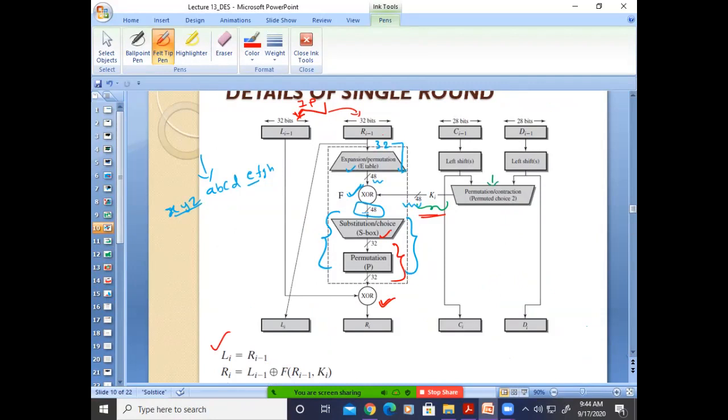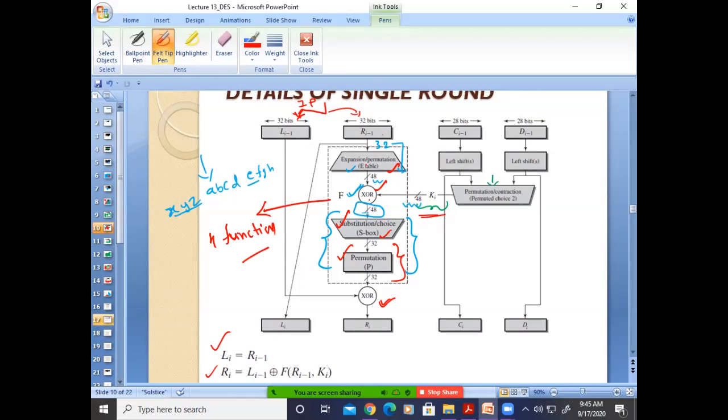So Li is Ri minus 1. Ri means Li minus 1 XOR with the function of Ri minus 1 and K. But inside, this is the functionality: expansion, one more XOR operation, then SBox and a permutation. So 1, 2, 3, 4 operations or functionalities will be there in the round function: expansion, XOR, substitution and permutation.